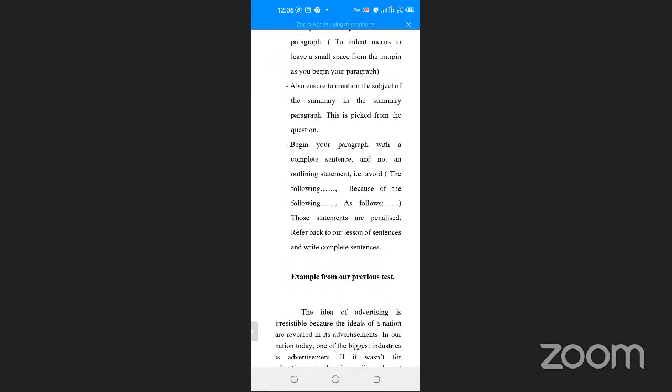So those statements are penalized. It means if you use these statements, you pay a hefty price with the marks that you have scored. Refer back. So you should go and read your notes on sentences and writing complete sentences. Refer to punctuating these sentences and how we write a complete sentence. Maybe simple, compound, compound complex, and complex sentences. Hope you know those four types of sentences. Do we know them?